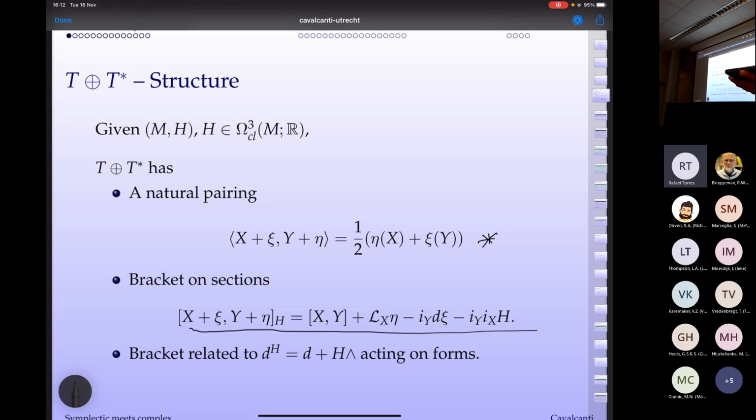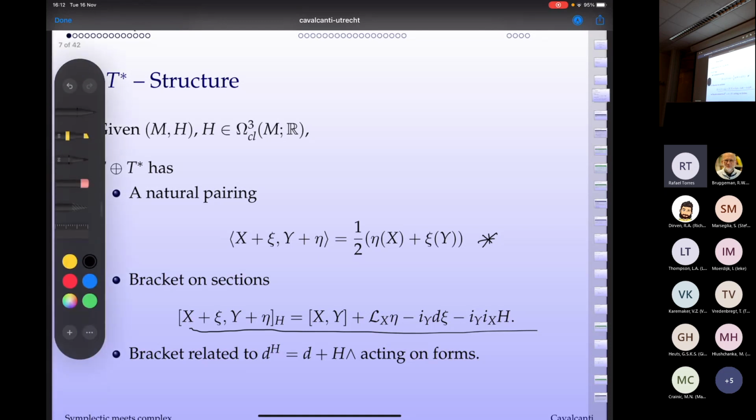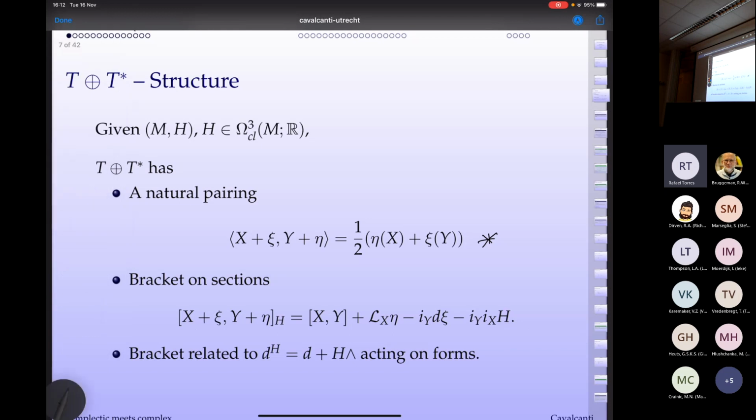It's called the Courant bracket, or the Dorfman bracket, or the Courant-Dorfman bracket. And you see that the three-form H appears as one of the things here. So you have a bracket which starts with the Lie bracket, and has a few extra terms which are one-forms. That has to do with the fact that if you have a psi or eta, you end up having a one-form at the other end as well.